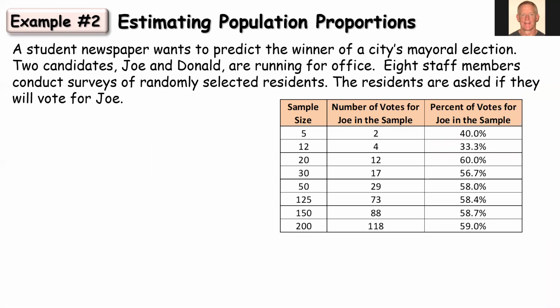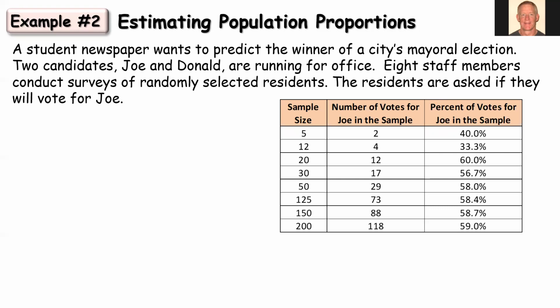So it says a student newspaper wants to predict the winner of a city's mayoral election, right? They're going to elect the mayor of the city. 2 candidates, Joe and Donald, are running for office. 8 staff members conduct surveys of randomly selected residents. The residents are asked if they will vote for Joe. Okay, so if they vote for Joe or yes, that's counted. Okay, so that's the second column here.